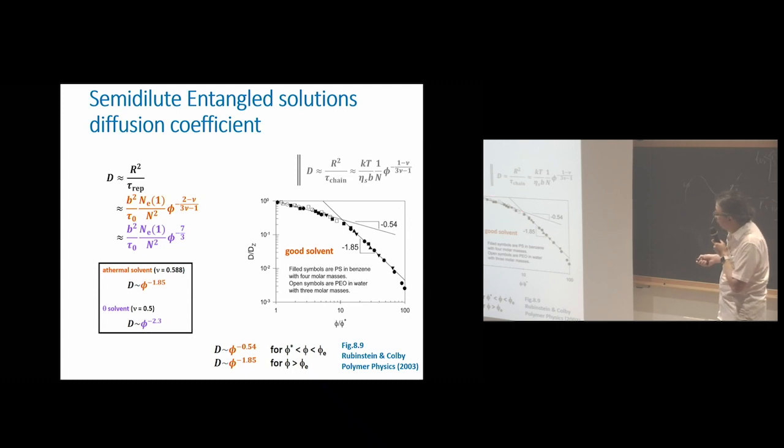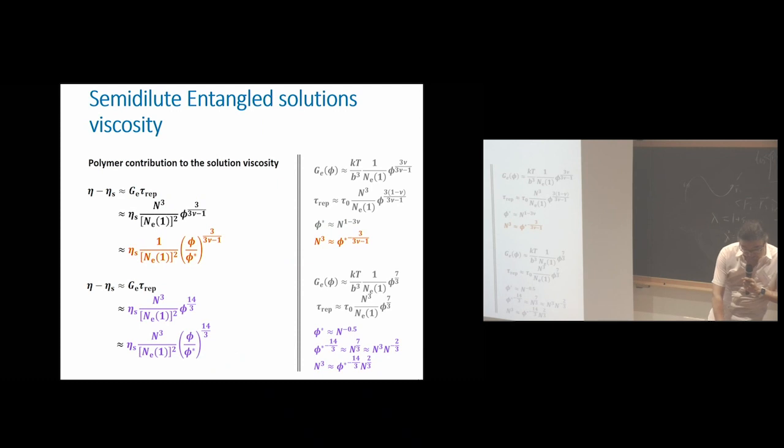We saw this for an entangled solution, and here this is the entangled semi-dilute part, so basically it should scale as minus 1.85. So depending on the concentration, the diffusion coefficient shows different concentration dependence. Okay, I need to accelerate a little bit.